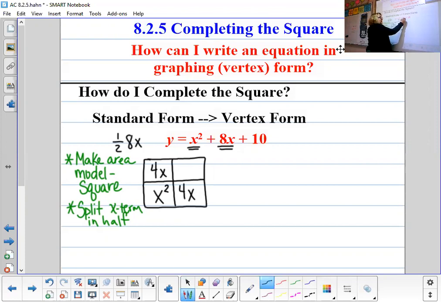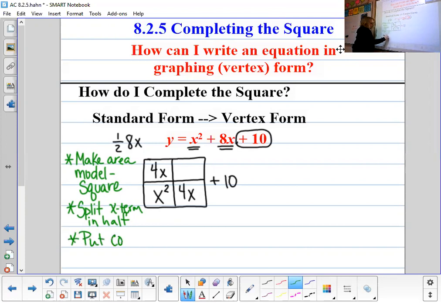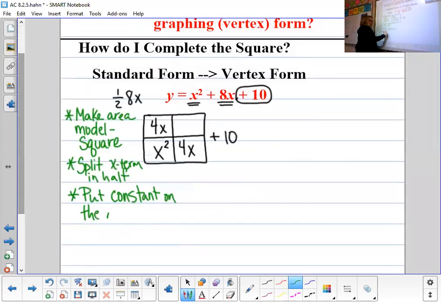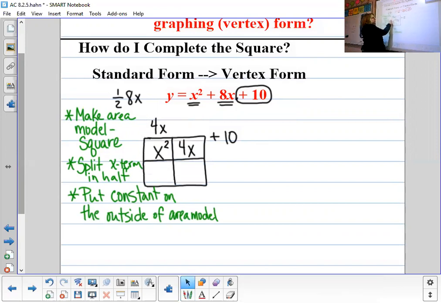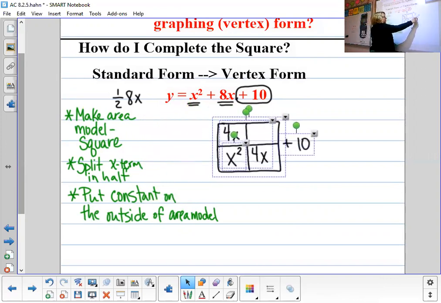Okay, now I'm going to take my plus 10, whatever your constant is, you put on the outside of your area model. So that's going to be the next thing that I'm going to write. Put your constant term, so that's the number without the variable, on the outside of the area model. Okay, I'm going to move these over a little bit so I have some more space.